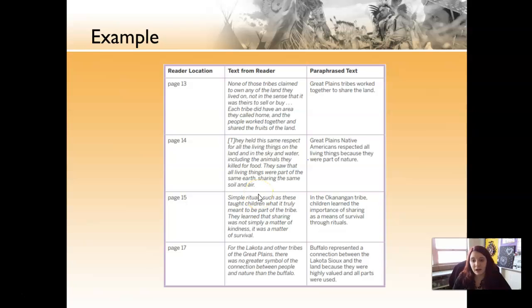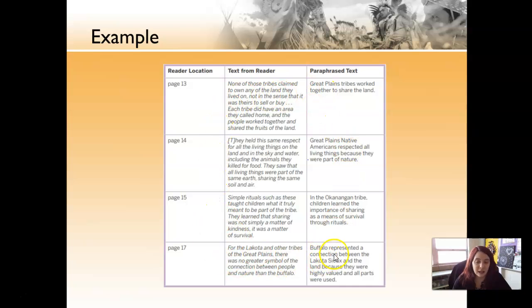This is what your graphic organizer will be similar to that you're going to create. Remember, one of the key components of our rubrics was paraphrasing. We're not taking words exactly from the text, we're writing them in our own words. For example, on page 13, the text said, none of those tribes claimed to own any of the land they lived on, not in the sense that that was theirs to sell or buy. Each tribe did have an area they called home, and the people worked together and shared the fruits of the land. That is a direct quote from the text. However, I cannot write that in my paper because that is plagiarism. So what I can do is paraphrase it. What did this mean? This meant Great Plains tribes worked together to share the land. That's the whole point of this. This is my paraphrase text.